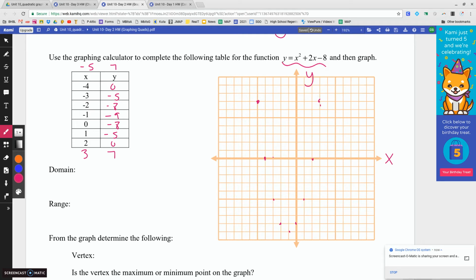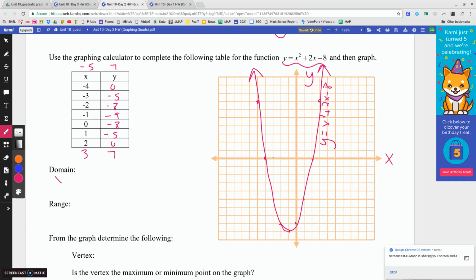Okay, remember we try as hard as we can to make this a nice smooth curve, making sure you have arrows on the end there. We are going to label it with the equation, x squared plus 2x minus 8. And I want to know the domain and the range of this function.